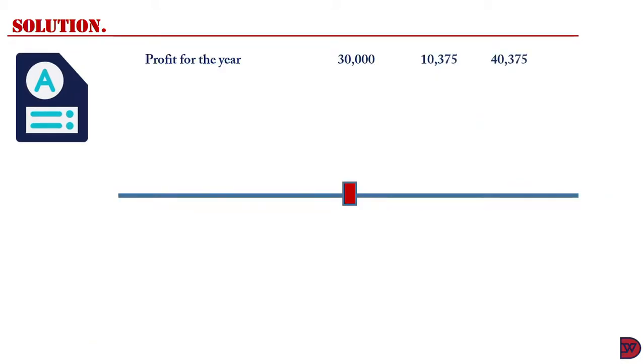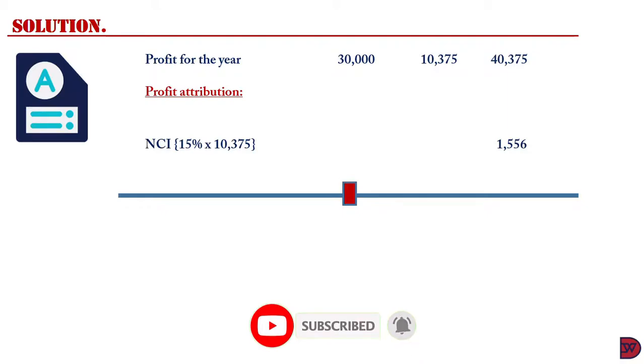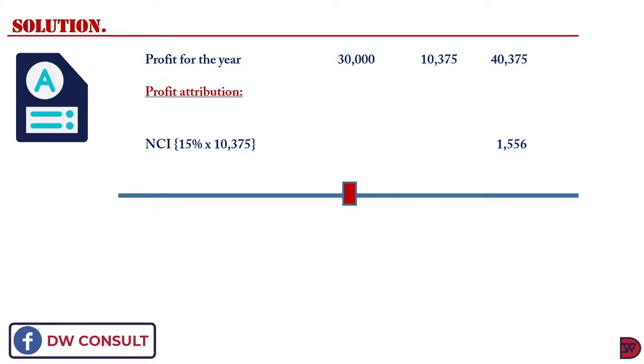And we come to the profit attribution. We just migrate the profits for the year to this page to make things simpler. So I first find the profit to be attributable to the non-controlling interest. Because Garrett held 85%, automatically the 15% will be NCI. So we multiply that on the profit of the subsidiary, which is $10,375,000.